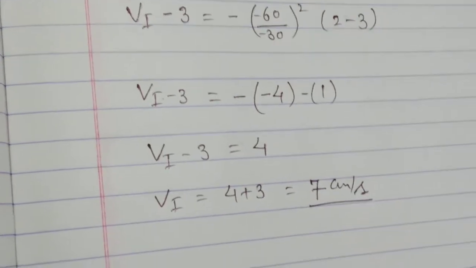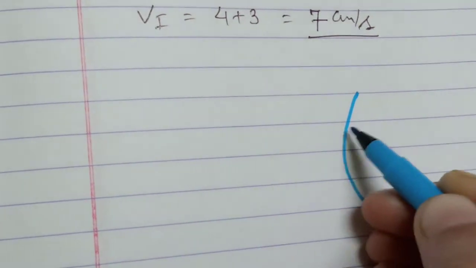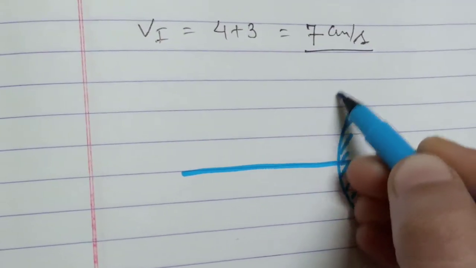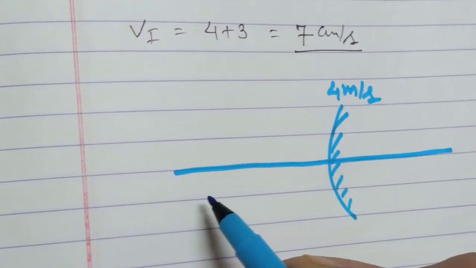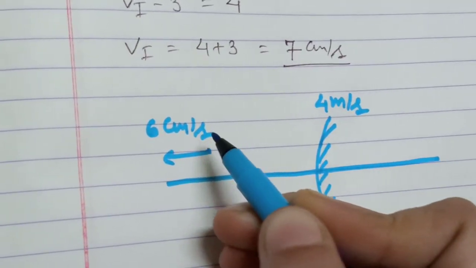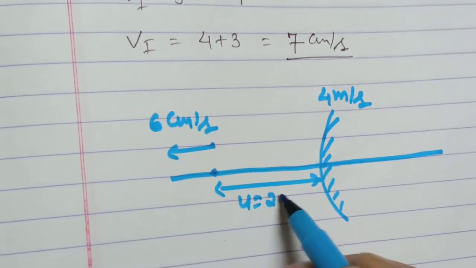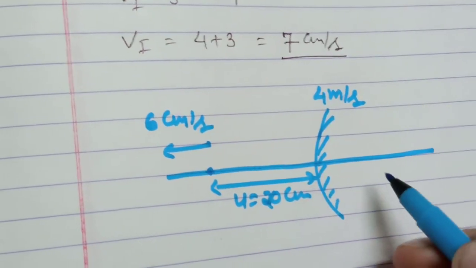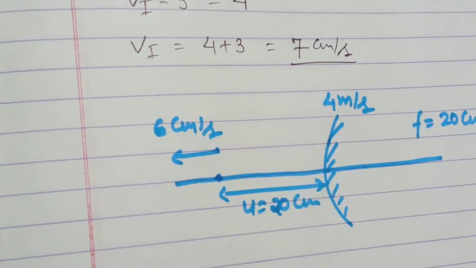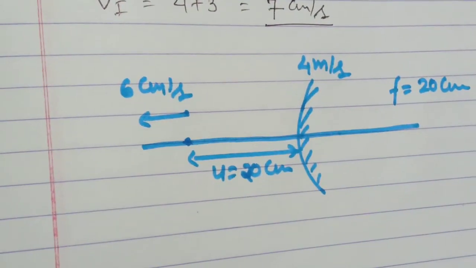Now let's take another example. This is the convex mirror. The mirror is moving with 4 meter per second. The object is moving on this side at 6 centimeter per second. The value of u is equal to 20 centimeter and the focal length is 20 centimeter. So this is the condition. This is my next question.